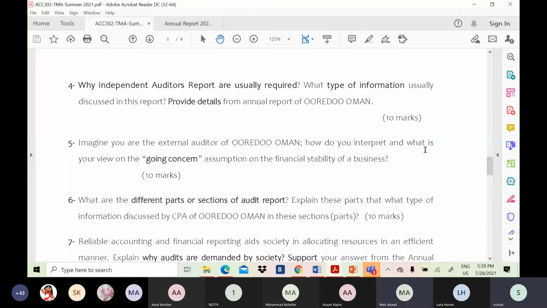ها is it clear؟ دكتور. واضح أوكي. دكتور. ممتاز. كلير دكتور. هايل جدا. طيب.